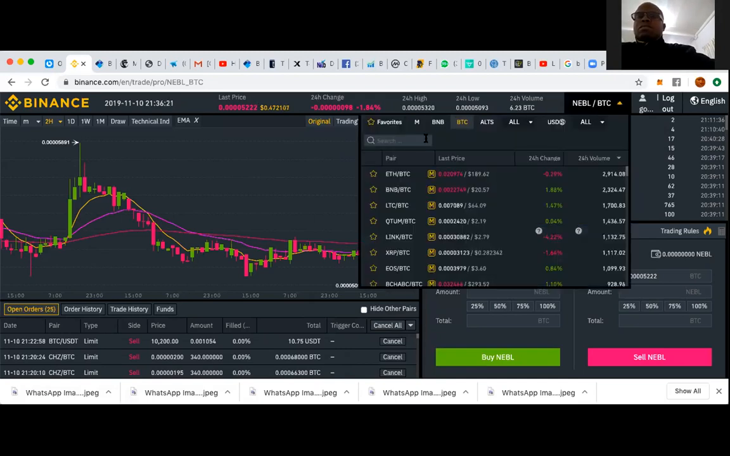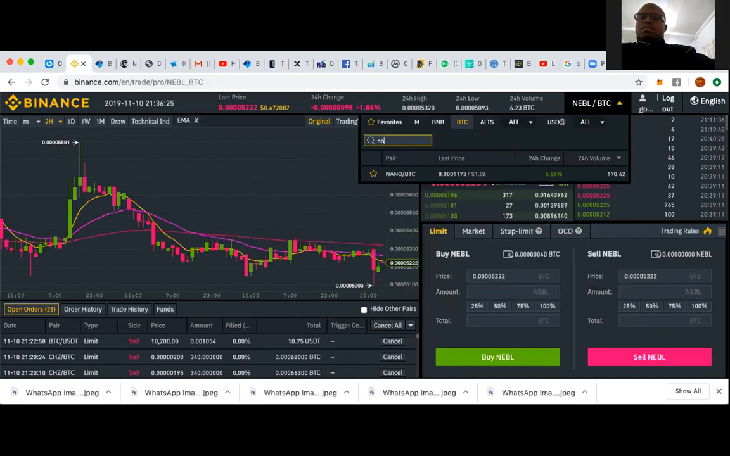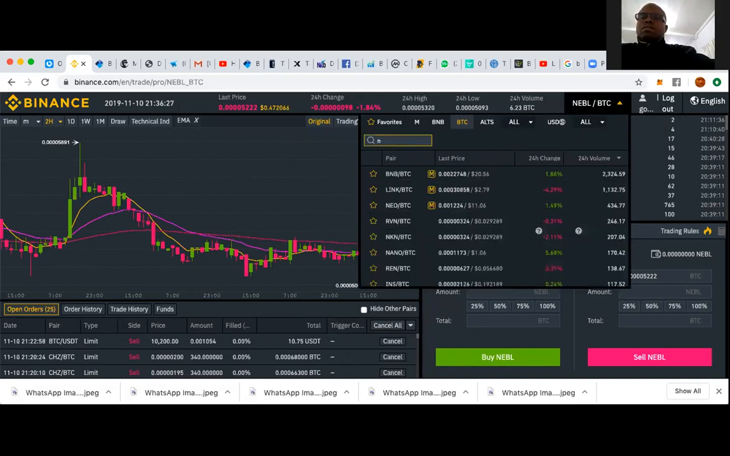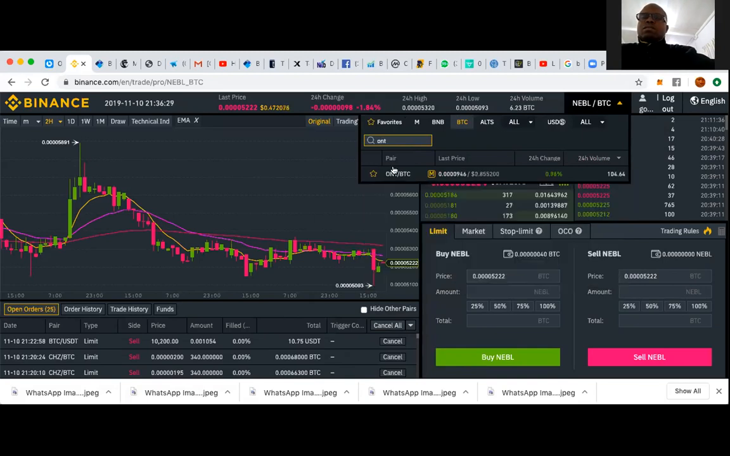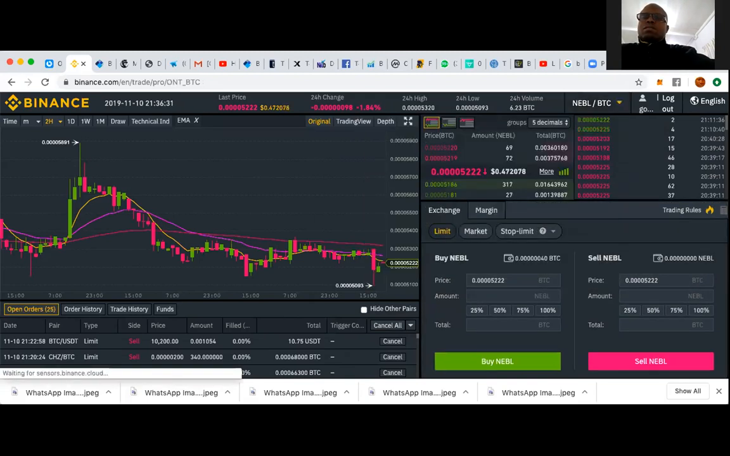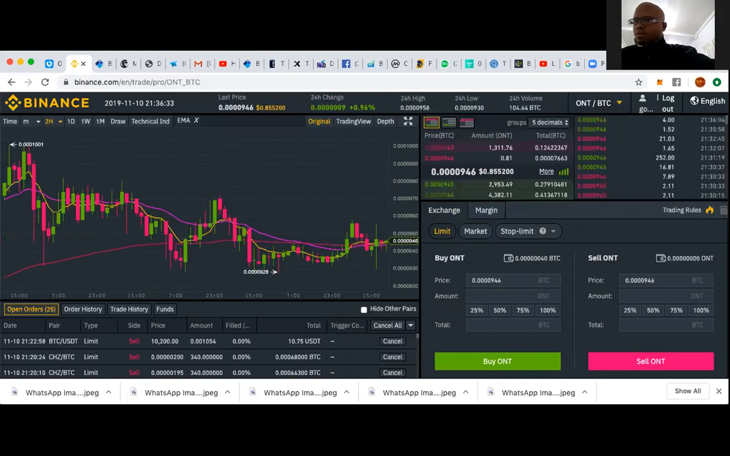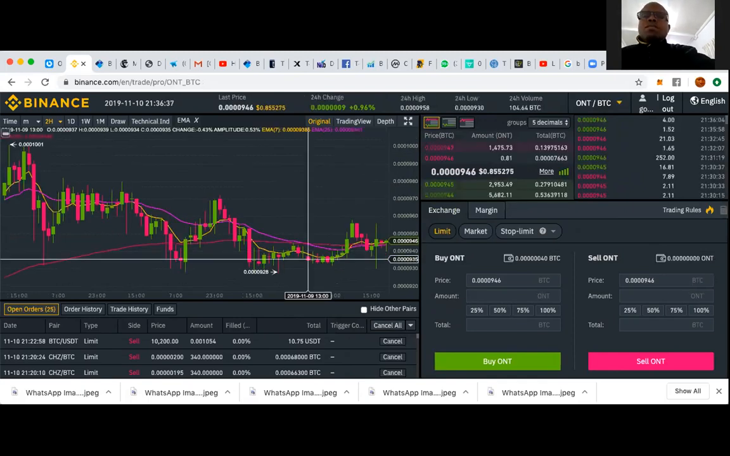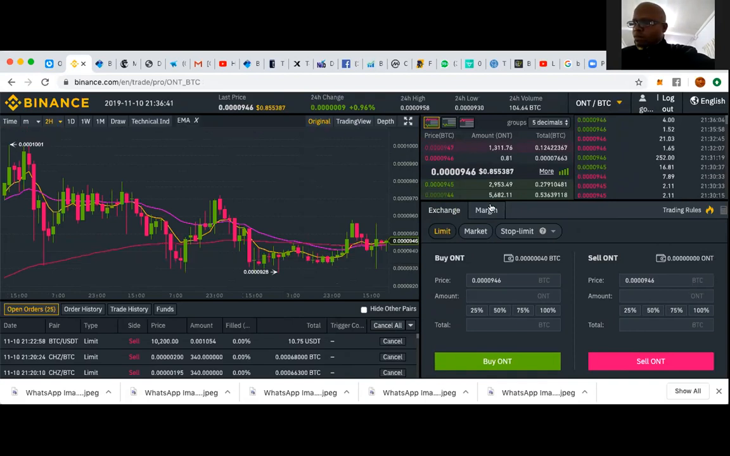Okay. The next one is called ONT, Ontology. Yeah, the coin too is still a good buy. I'm not saying you should buy it now because there are so many coins we're still going to review. I'm just giving you an instance where you come to the market and you can always do the needful by checking the support and the resistance.